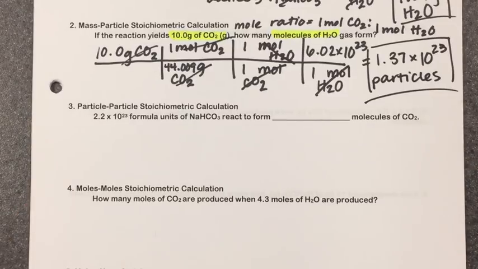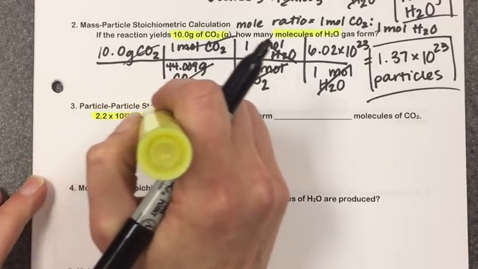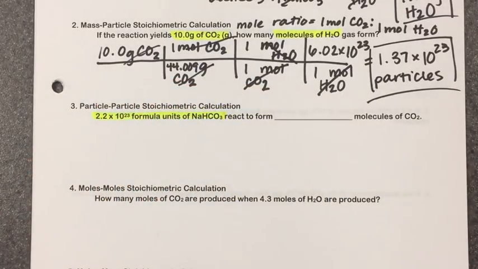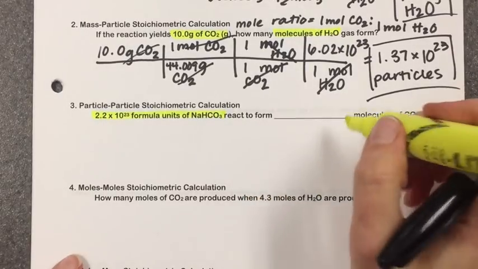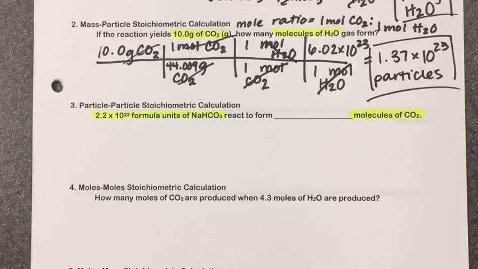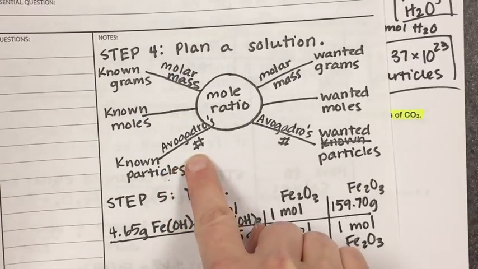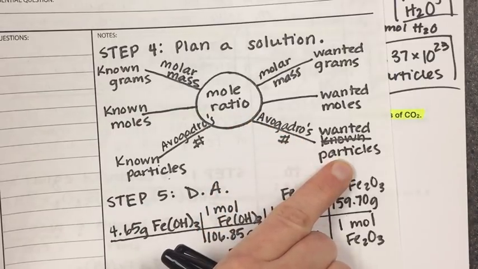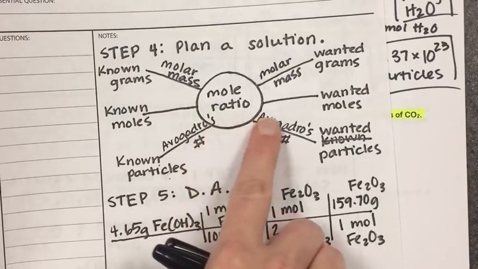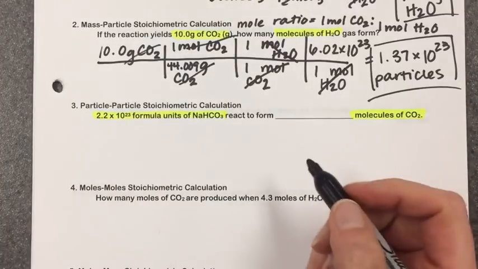Okay, next one. We are given formula units of NaHCO3. So we're starting here. 2.2 times 10 to the 23rd formula units of sodium bicarbonate react to form blank molecules of CO2. All right, so we got to calculate molecules of carbon dioxide. So we're starting with a known value in particles. We're going to have to use Avogadro's number, mole ratio, and Avogadro's number again to get to wanted particles. Okay, so if I just go from my known to my wanted, those are the 3 conversion factors I'm going to have to use to solve this problem.